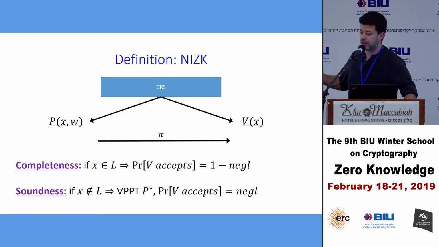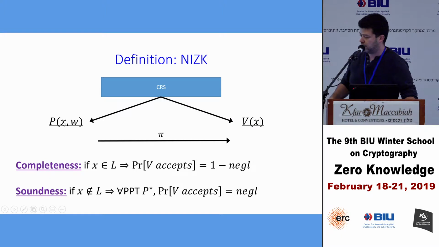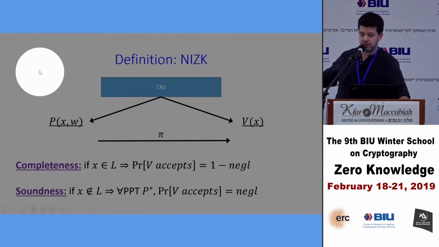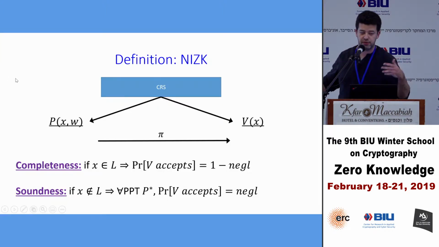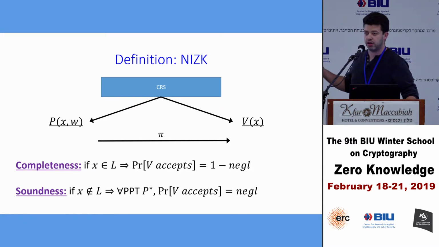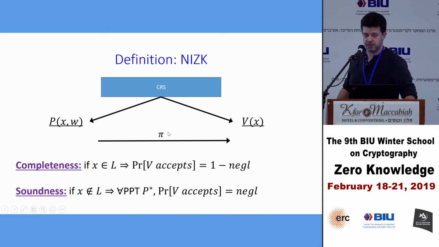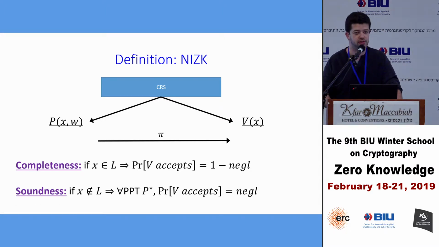Soundness means that if X happens to be not in the language, then for any cheating prover strategy that you may choose, let's say an efficient cheating strategy, which corresponds to this notion of arguments that Alon talked about. You can also think of a variant where you're talking about general cheating provers. So for any such cheating prover, with high probability over the choice of the CRS and the verifier's coins, the verifier is going to reject the proof sent. So that's soundness. Questions so far?